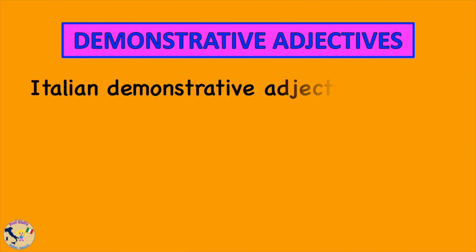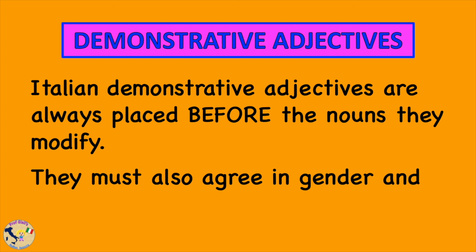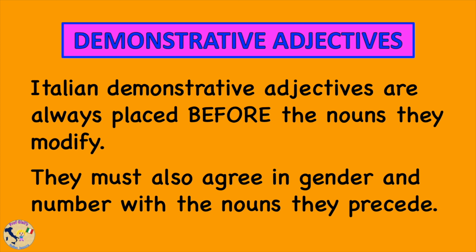Italian demonstrative adjectives are always placed before the nouns they modify, and they must also agree in gender and number with the nouns they precede. Let's begin by looking at the various forms of Italian demonstrative adjectives and then go through some examples to explain how they are used.